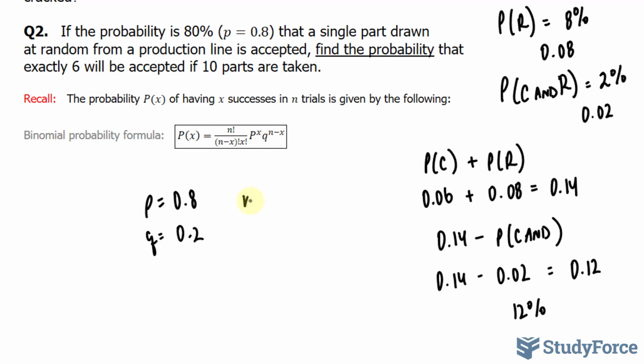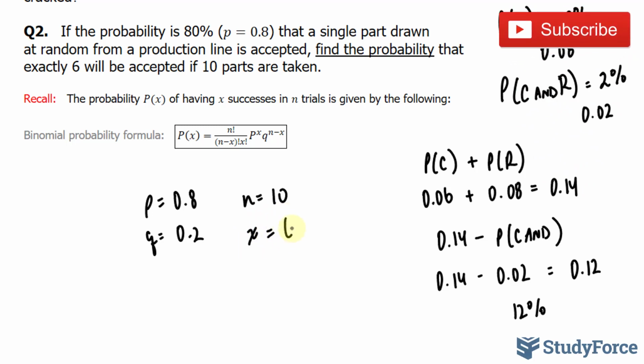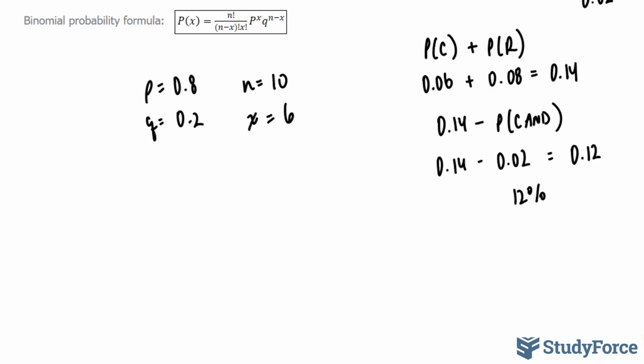So our n value is 10, and 6 represents the successes, which is denoted with the letter X. Just so you understand what's happening, they want us to find the likelihood that 60% are good when 10 are selected, even though in the perfect setting, it's 80%. To do this question, we'll need to use the binomial probability formula, and we'll do that by substituting what we know.